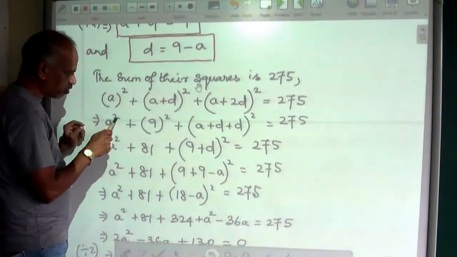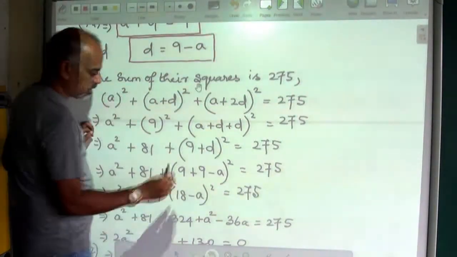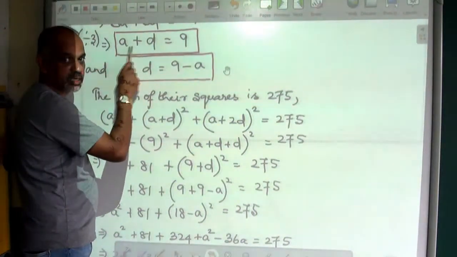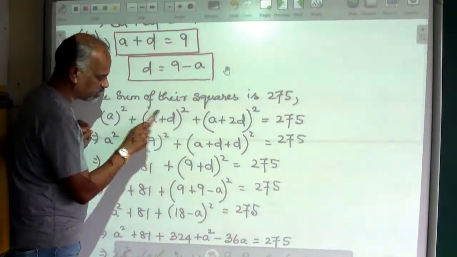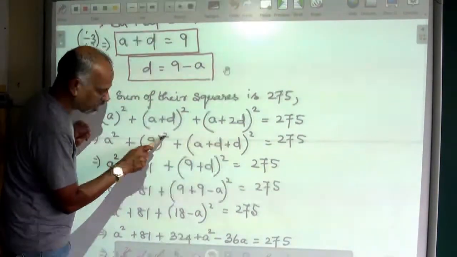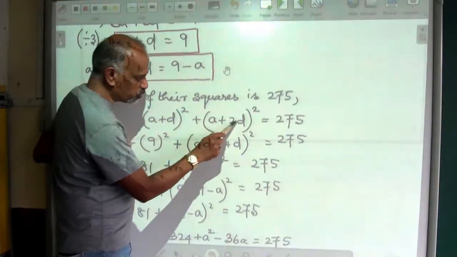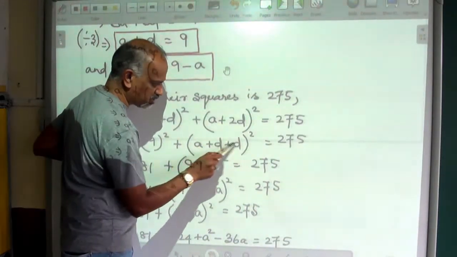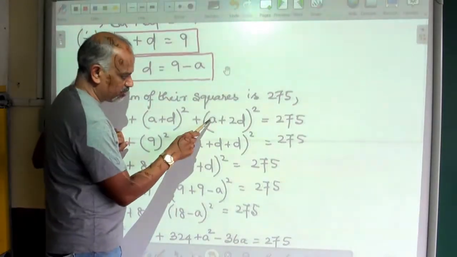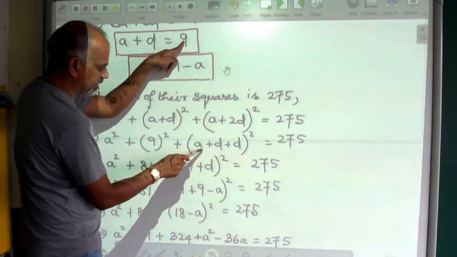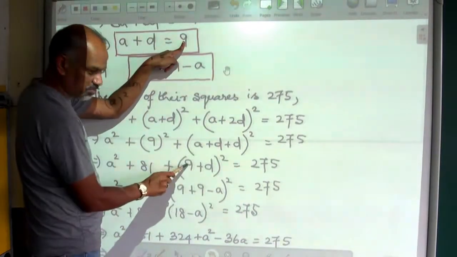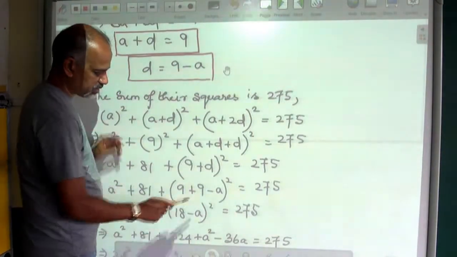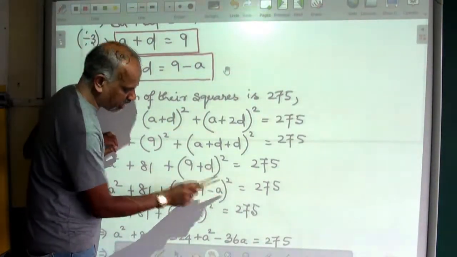If you square this, you will get A squared plus... Now, look at this. Don't you know something about A plus D here? A plus D is 9. So instead of A plus D, I have written 9 and then the square, plus A plus 2D I have written as A plus D plus D. A plus D's value from here is 9. Next step, it's become 9. And D's value is 9 minus A.